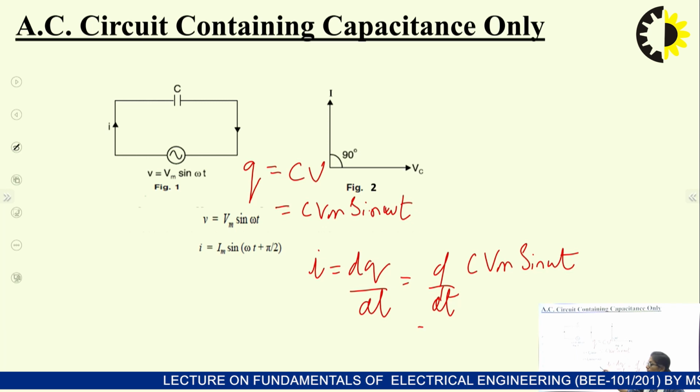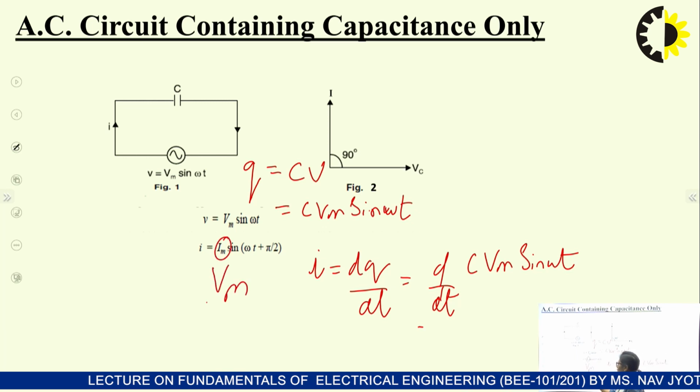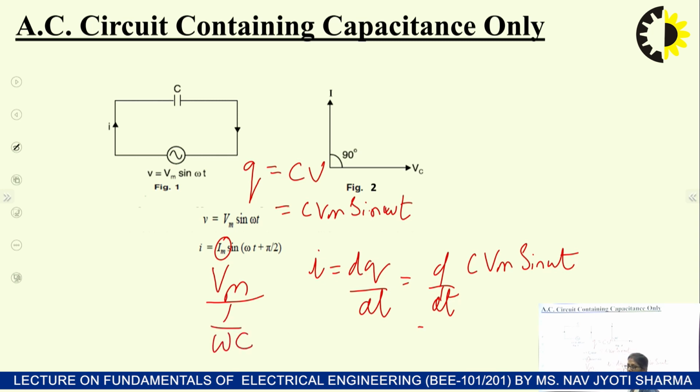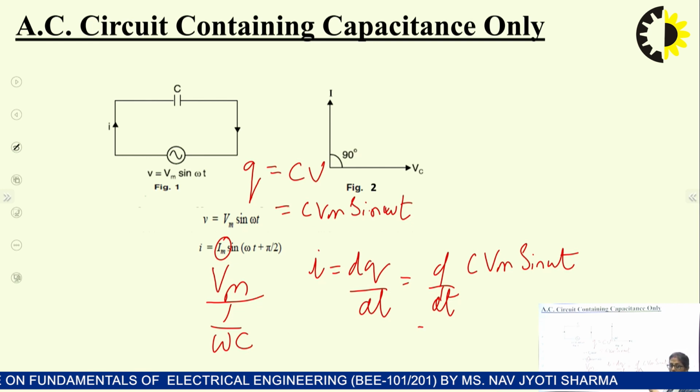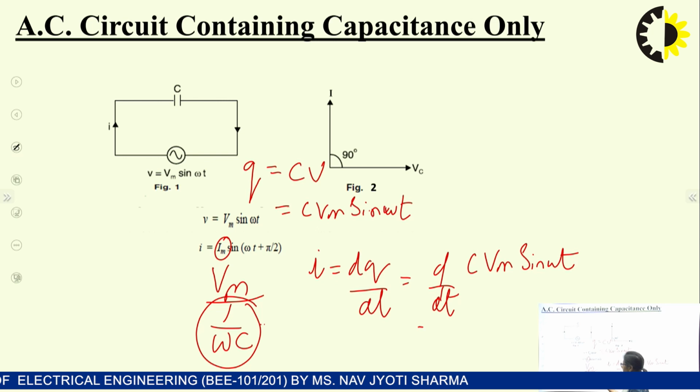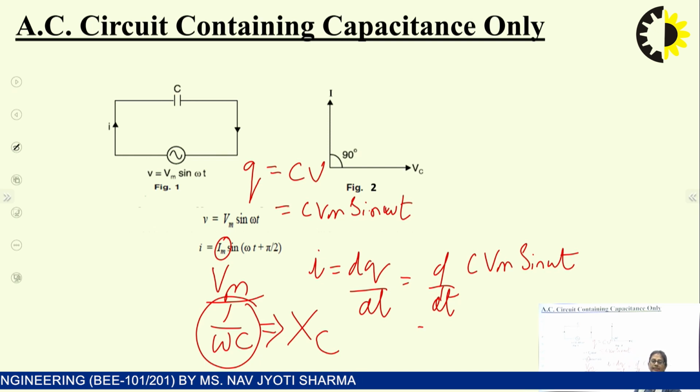And what will be the value of this Im? Im is given by Vm upon 1 upon omega c. Here I'll be having omega being multiplied, or I may be taking that towards the numerator and I'll make it as 1 upon omega c. Now what is this 1 upon omega c? A very significant step. That is given by Xc. 1 upon omega c is Xc, that is capacitive reactance.